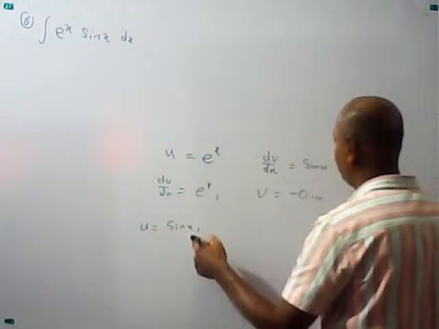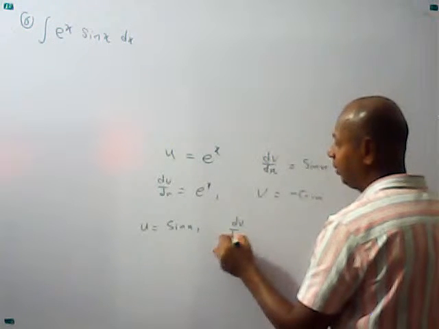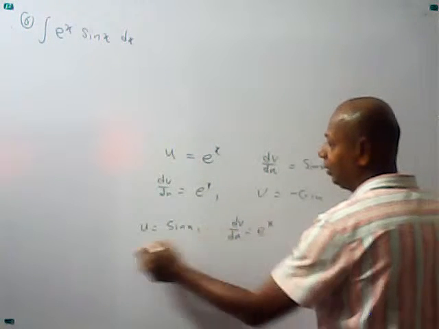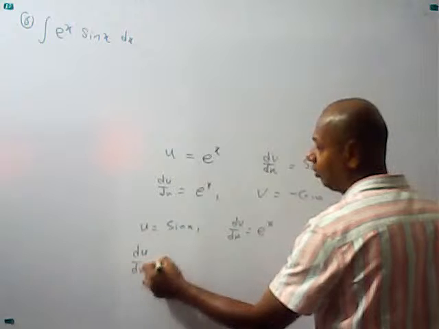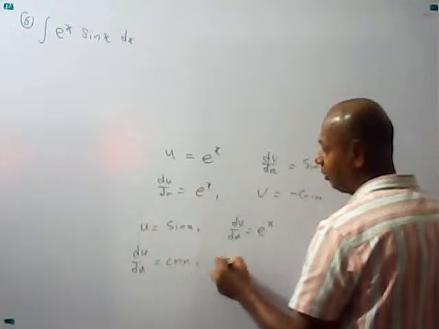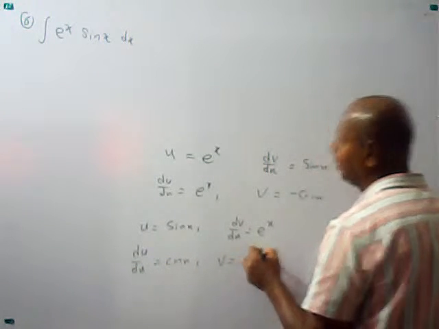If you have taken it the other way around, dv by dx equals e^x, then du by dx will be equal to cos x, and v will be equal to again e^x.